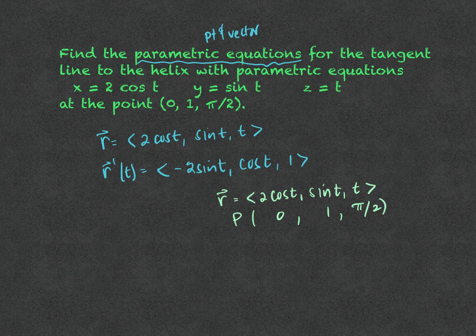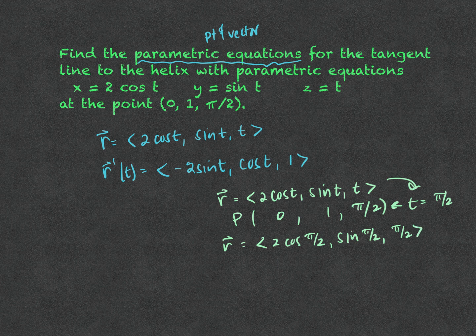Then hopefully we could let t equal pi over 2, and that would take us from r to P. So let's plug that in. If we did r of 2 cosine of pi over 2, well, cosine of pi over 2 is 0, times 2 is 0, so that's good. And then we have sine of pi over 2, which is 1, so that's good. And then we have pi over 2, and that's good. So if we let t equal pi over 2, this gives us the point.